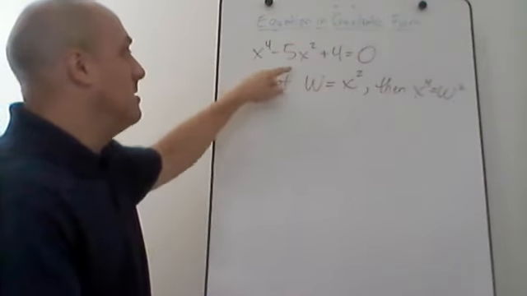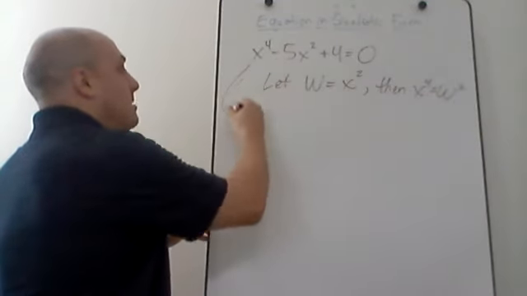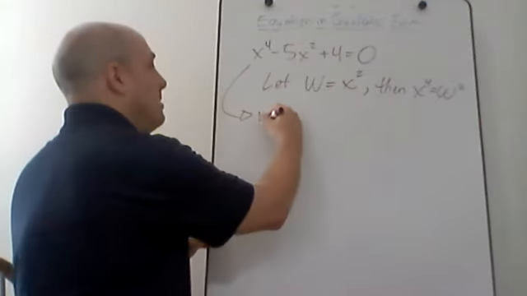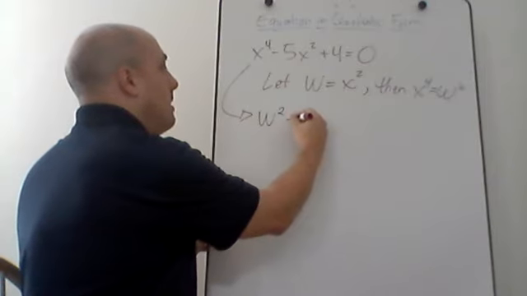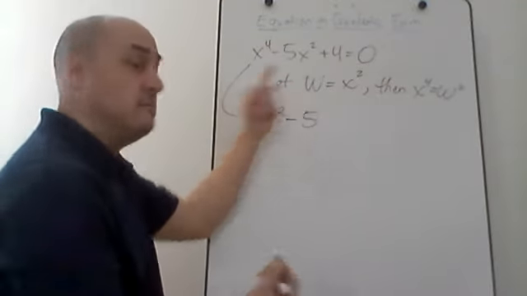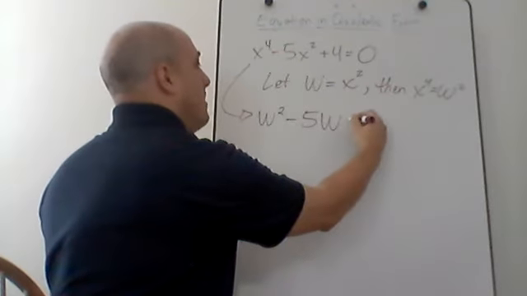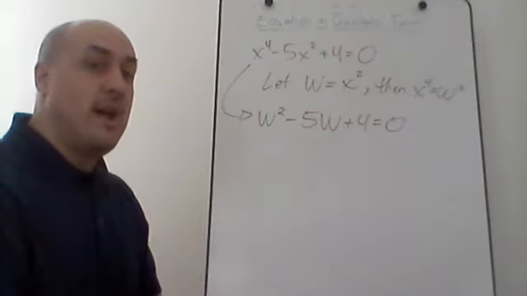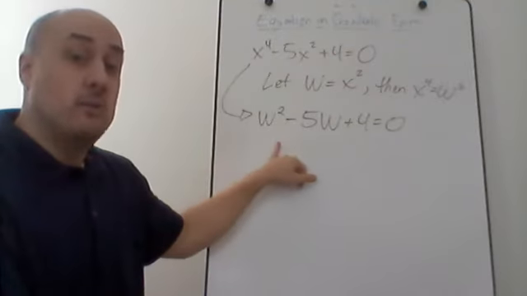So back to my original equation now, if I make that substitution of the variable, in place of x to the fourth, that's going to be my w, my new variable, squared. Right? Minus 5, instead of x squared, well, x squared is just w. Minus 5w, and then plus 4 equals 0. And when I make that substitution of variable, now I have a quadratic equation.